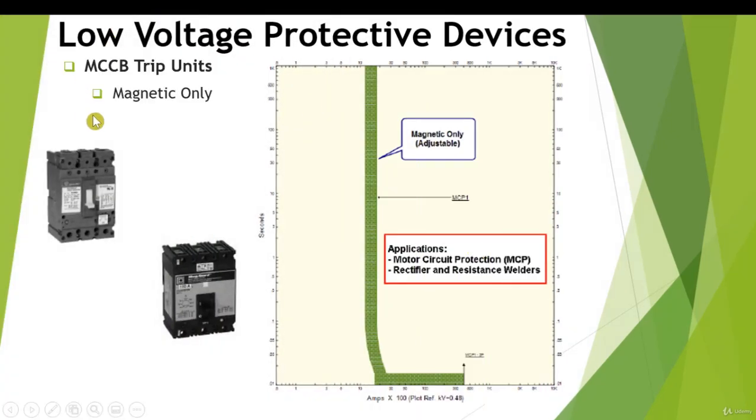Now next is MCCB trip unit with magnetic characteristics only. In magnetic characteristics, you will have instantaneous protection where you can adjust this device for various current spectrum. However, the operating time of this trip unit will be fixed.